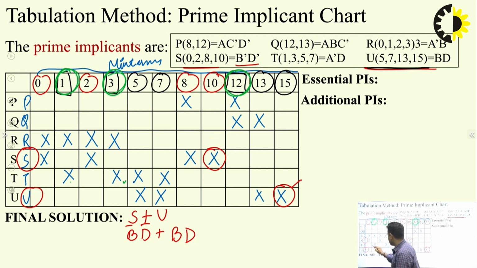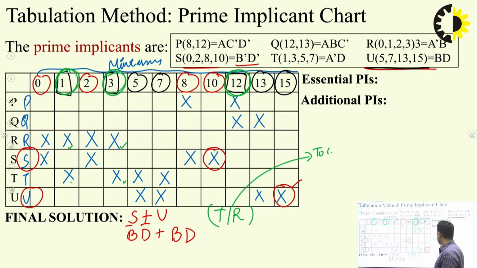So I can check that 1 and 3 are getting covered by T. Similarly, 1 and 3 are also getting covered by R. So I have an option now, T or R. I can pick any one to cover 1 and 3. Anyone from T or R can serve the purpose.